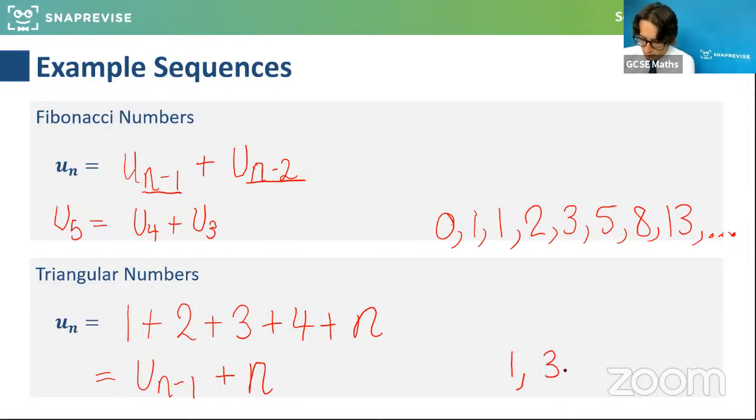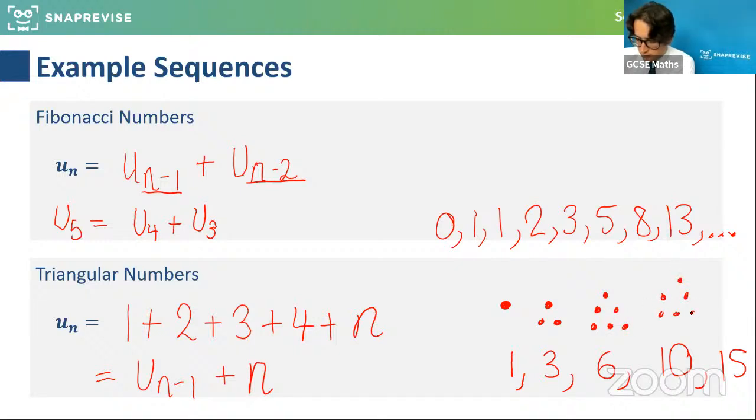So these numbers go 1, 3, 6, 10, 15. And the reason they're called triangular numbers is if you think about the little triangles you could form, you do 1 and then you add another 2, and then you do that and you add another 3, and then you take that result.